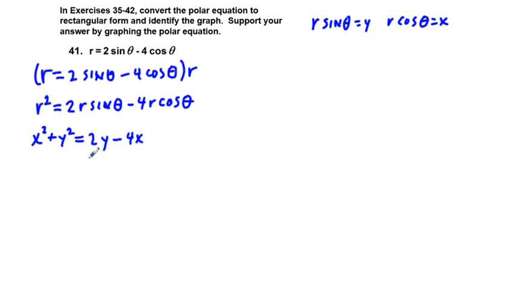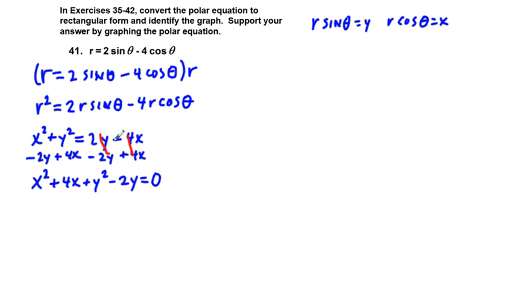And if we subtract 2y and add 4x to both sides of this equation, on the right side we get cancellations, and on the left we have x squared plus 4x plus y squared minus 2y. And on the right side, that equals 0.